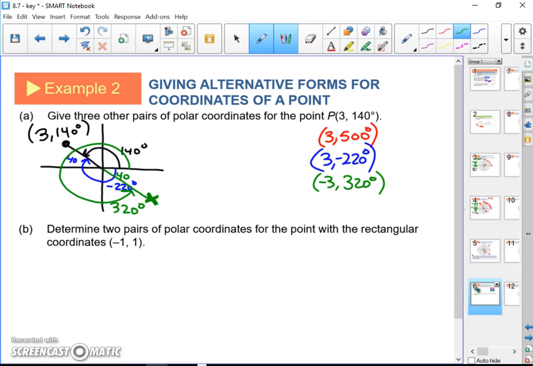And of course, you can always just add 360, add 360, add 360. So you have 3 other pairs of polar coordinates. Got it. All right? Part B: determine 2 pairs of polar coordinates for the point with the rectangular coordinates -1, 1.